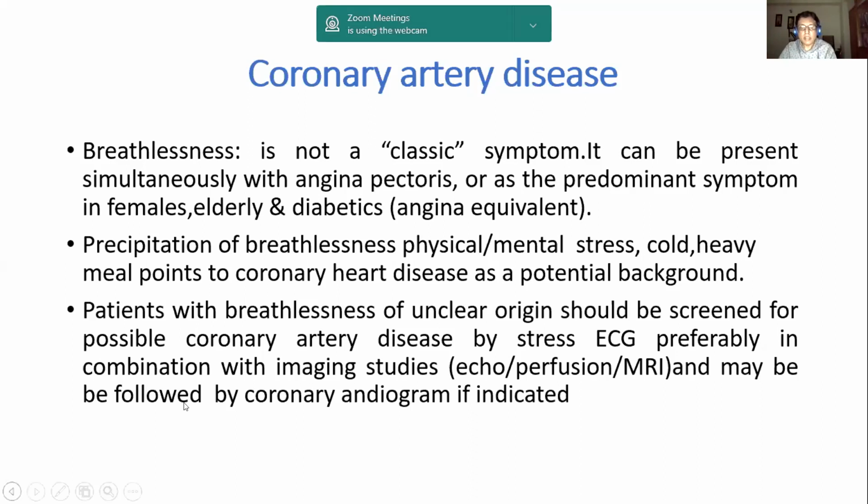And if we cannot delineate the origin of the shortness of breath, the patient should be subjected to further imaging studies or stress studies. And if indicated, coronary angiogram can be performed.